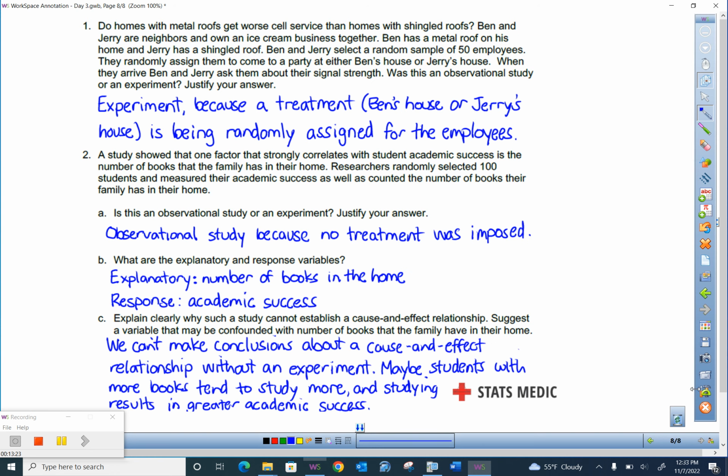Okay, this first one was an experiment because there was a treatment present. You were randomly divided into Ben's house or Jerry's house for the party. That was going to determine the cell signal into those different groups, but it was randomly assigned, and that's important.